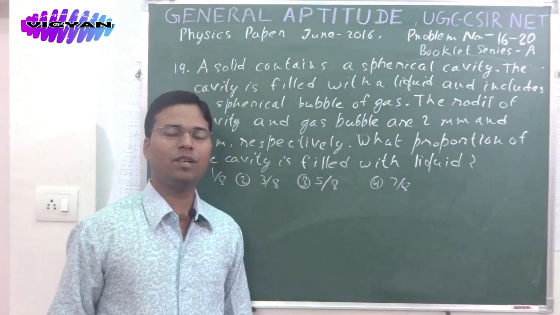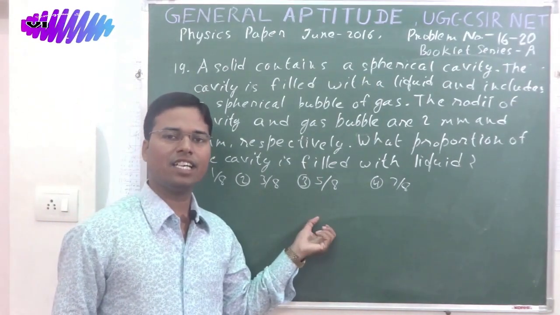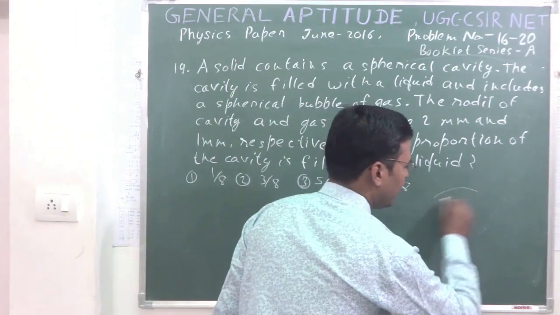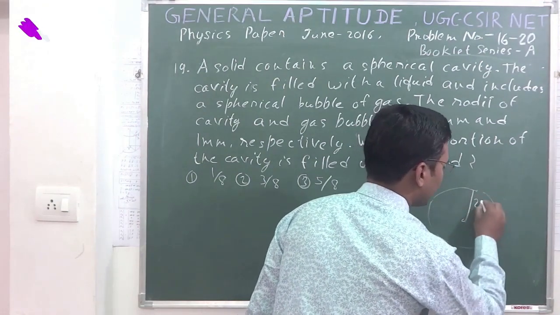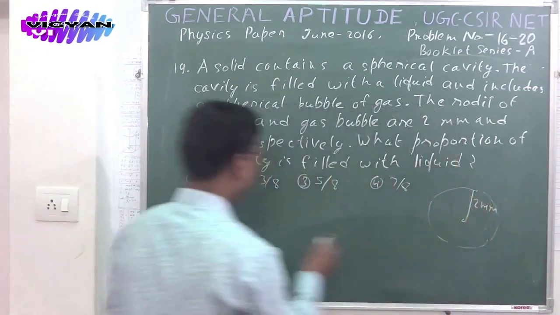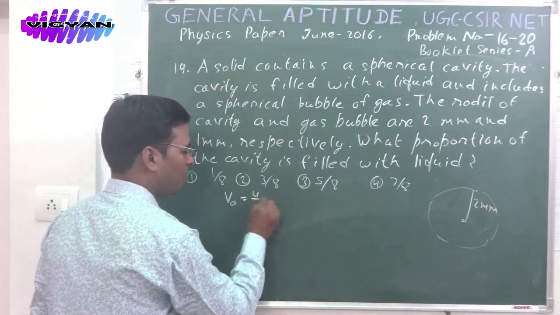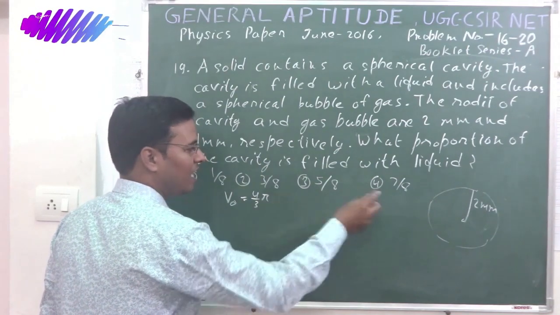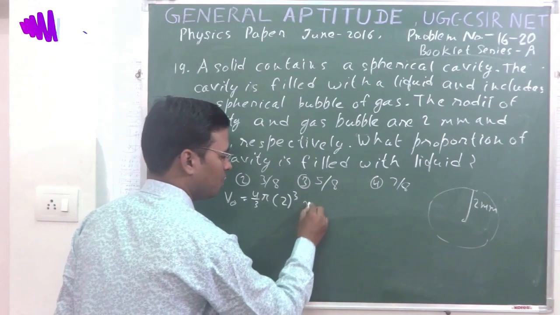Friends, here is the next problem, problem number 18. In this problem, there is a spherical cavity inside a solid. The spherical cavity has its radius 2 mm according to the given question. The volume of cavity, complete volume V0, is 4 pi by 3, then multiply with R cube, that is 2 cube in mm cube.